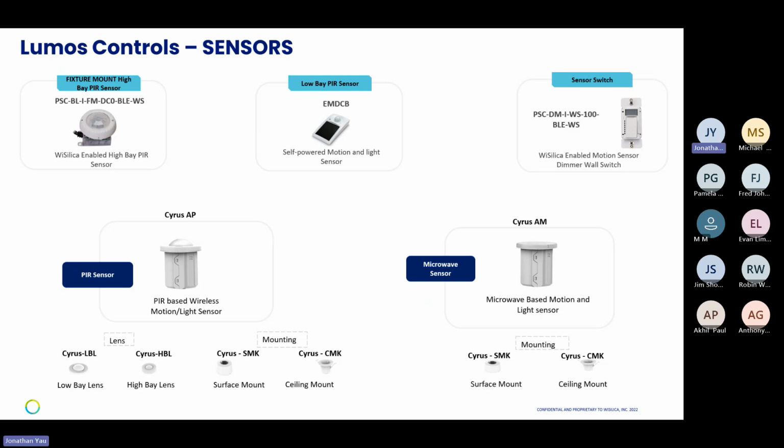We also have a fixture-mounted high bay sensor, the PSC BLI-FM. This is a DC-powered sensor, which we mostly use in buildings that are 347 volts. Because most of our controllers only go up to 277, for buildings that have 347, we can attach this DC-powered 0 to 10 controller to those fixtures, or just have it in the ceiling and not even use the PIR sensor and just use the 0 to 10. And that's kind of how we get around the 347 volt threshold.